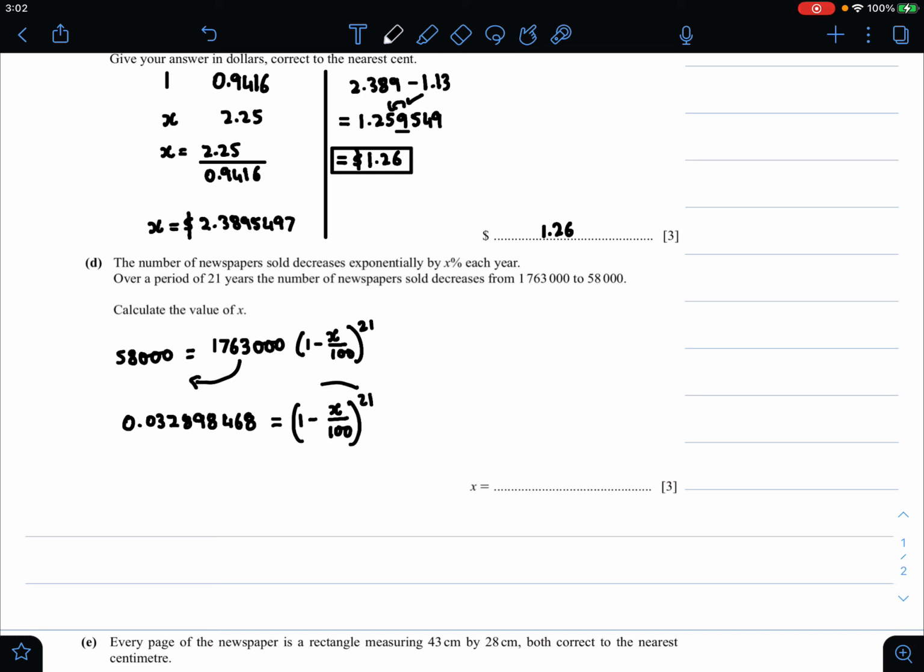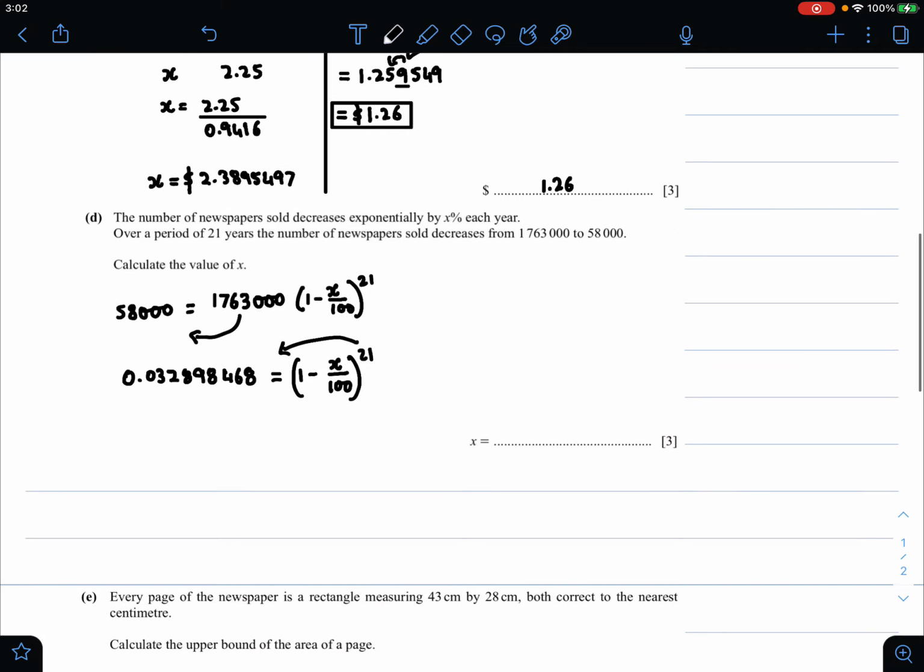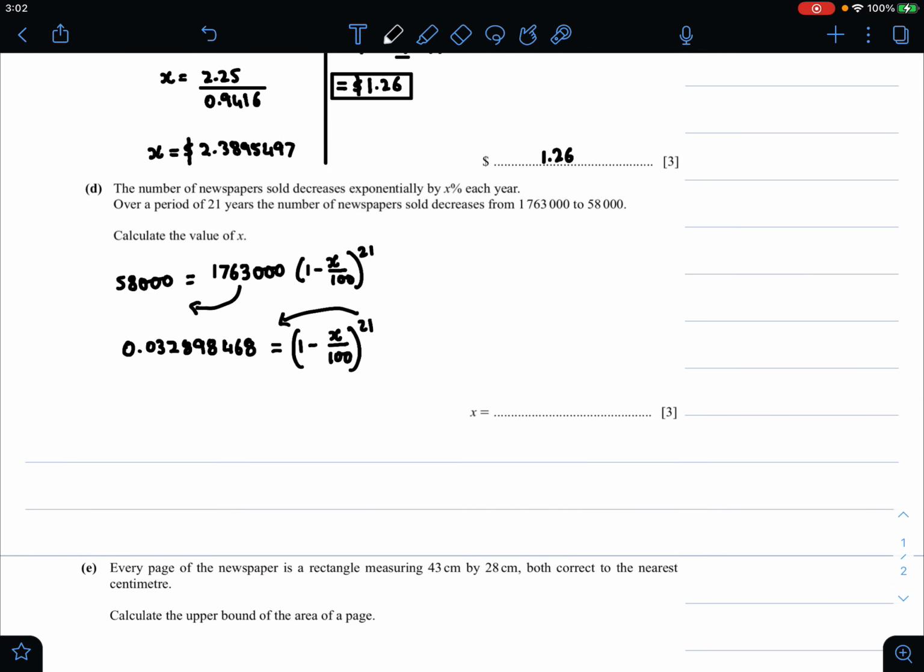Now we can move the 21 to the other side of the equation. Now when we move an exponent to the other side, it becomes the root of that exponent. So in this case it's 21, so it will be the 21st root of the following number, that is 0.0328. So the 21st root of this number will be equal to 0.8499420541, which is equal to 1 minus x by 100.